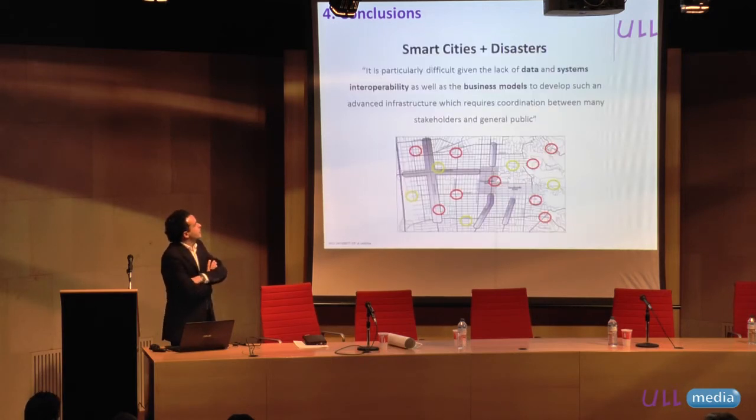So, conclusion: when you have the combination, smart cities plus disaster, you have data, system, interoperability, business models, and of course, again, you need a lot of resources, right?